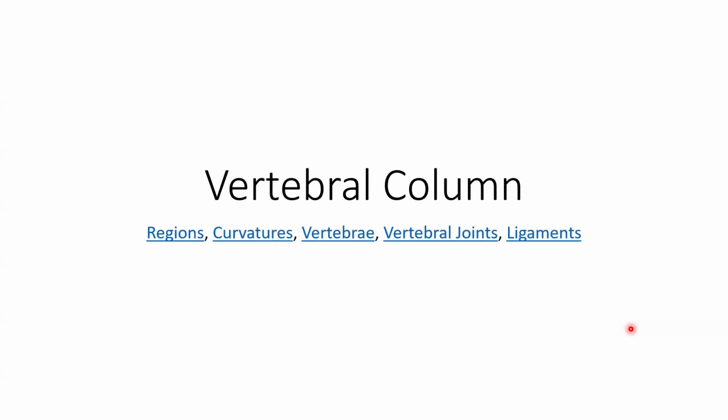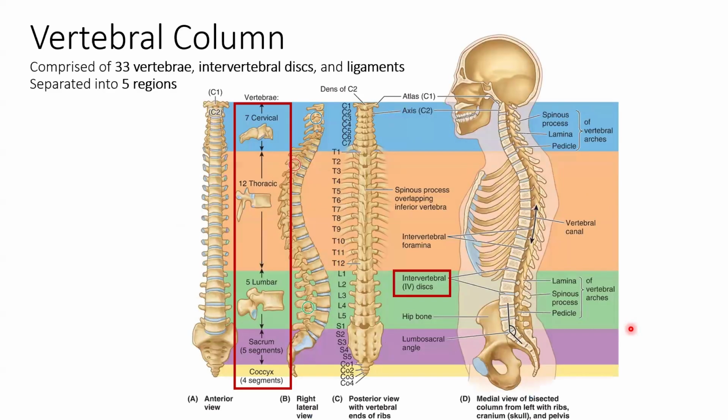This is going to be over the first portion of the back lecture content on the vertebral column. So we will talk about the regions of the vertebral column or spinal column, the four curvatures, structures of a typical vertebrae, as well as regional characteristics of each vertebrae, the joints of the spinal column, and then the ligaments that support those joints. So first, the vertebral column.